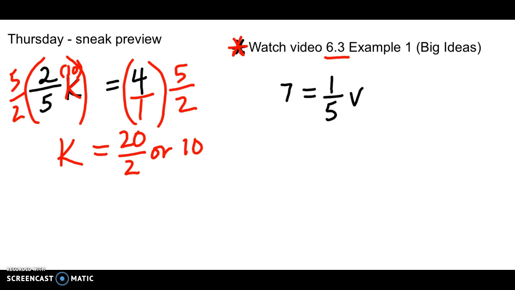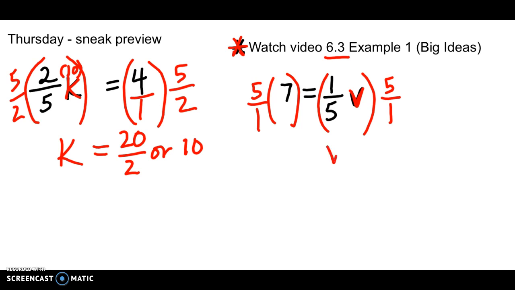Over here we have the variable of v. We're trying to figure out what that is. So we want to get rid of the 1/5. Let's again multiply by the reciprocal. So the reciprocal of 1/5 is 5 over 1. Anything we do to one side, we have to do to the other. So this will, on the right side, equal 5 over 5v, so just v, and 5 times 7 is 35.